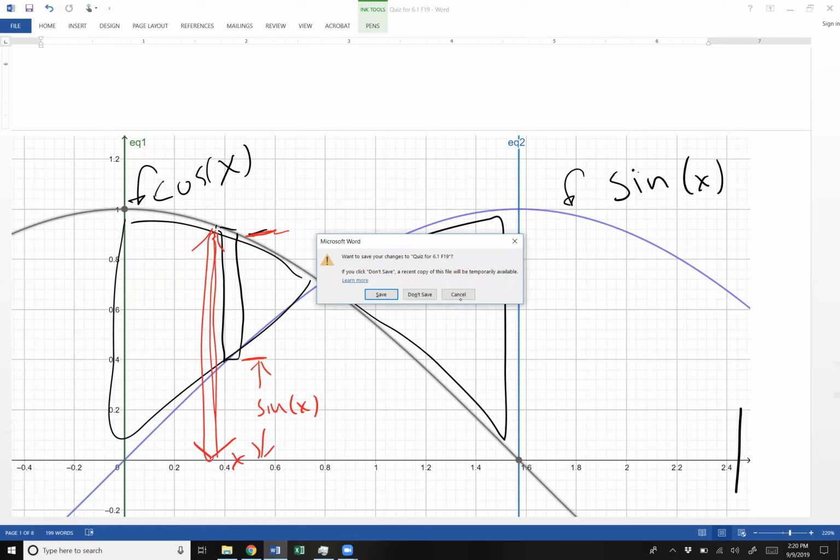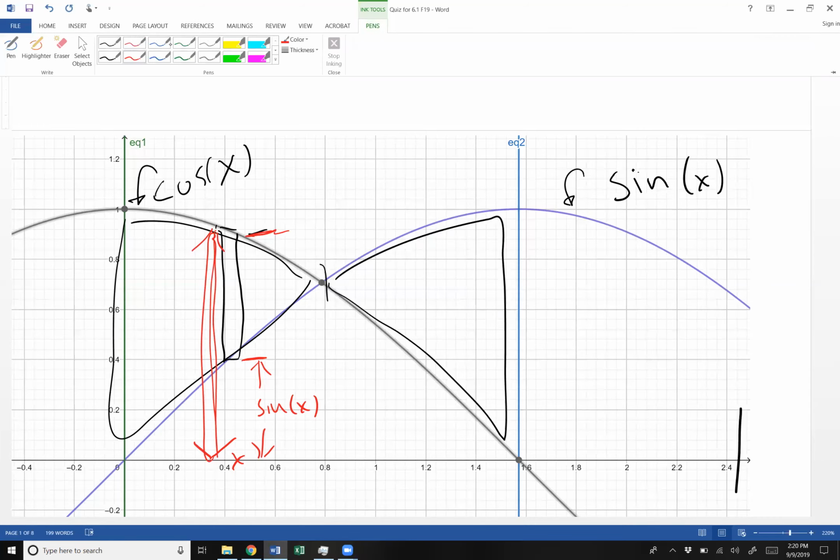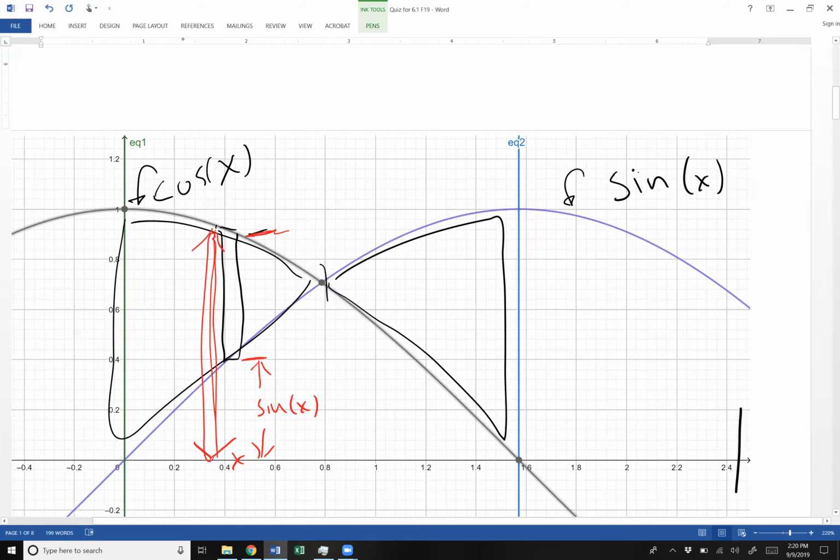I can think about lots of little rectangles.